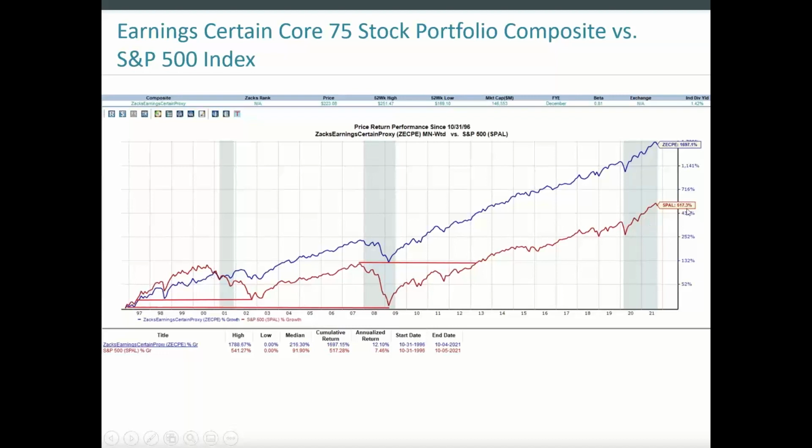Whereas the S&P 500, you can see the index SPAL, that's our S&P 500 index, you can see that we go through and we give back 5, 6 years, if not even a full decade, of returns in the Great Recession. The time it actually took to get that return back for the S&P 500 was in excess of 5 years. And you can see that for the Earnings Certain portfolio, the Core 75, even the Admiral dividends, they all look very similar.